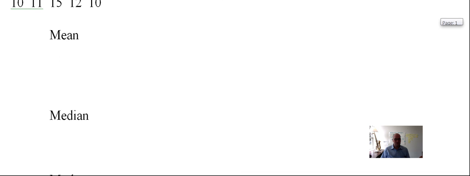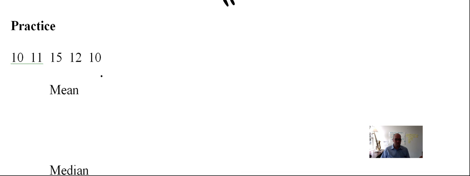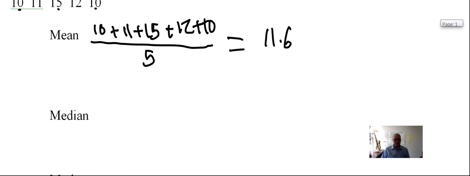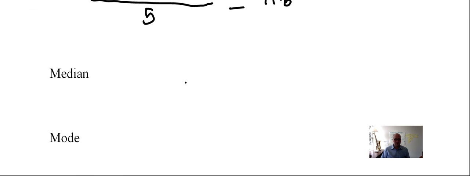So let's get some practice. Here's a little data set: 10, 11, 15, 12, and 10. Let's find the average here. We have 10 plus 11 plus 15 plus 12 plus 10, all divided by 5. That equals, I think, 11.6. I've done this a couple times, and I think that's the right answer, 11.6, so you can check. Let me know if I get that wrong. That's pretty easy. This is what we're used to doing. Nothing fancy here.